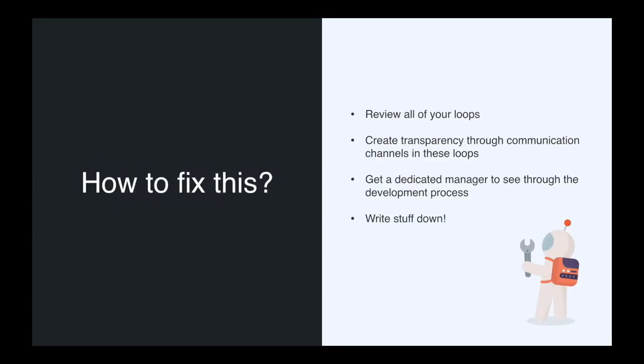One of the things that we have seen work really well is getting a dedicated manager to see through all this. And one of the most simple things that you can do to make sure you get all your bases covered is just writing stuff down. If you write stuff down at every level, especially when it comes to API development, you come out with a much more refined communication structure, and your teams will just work better and you will make great APIs.